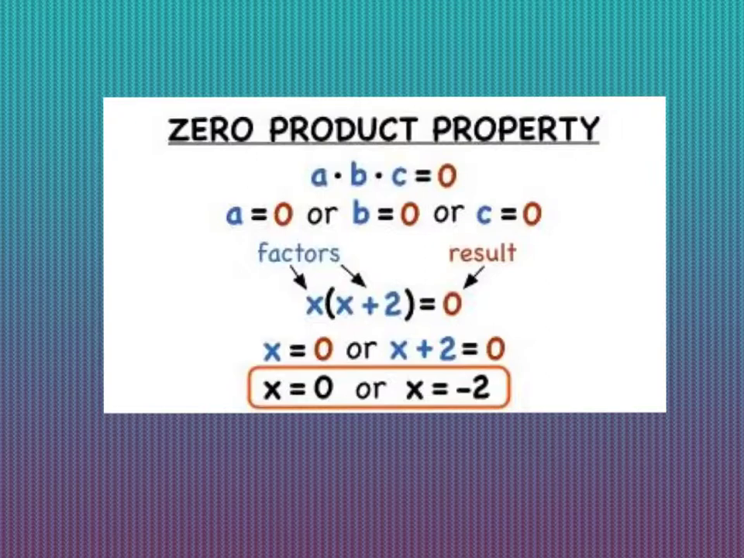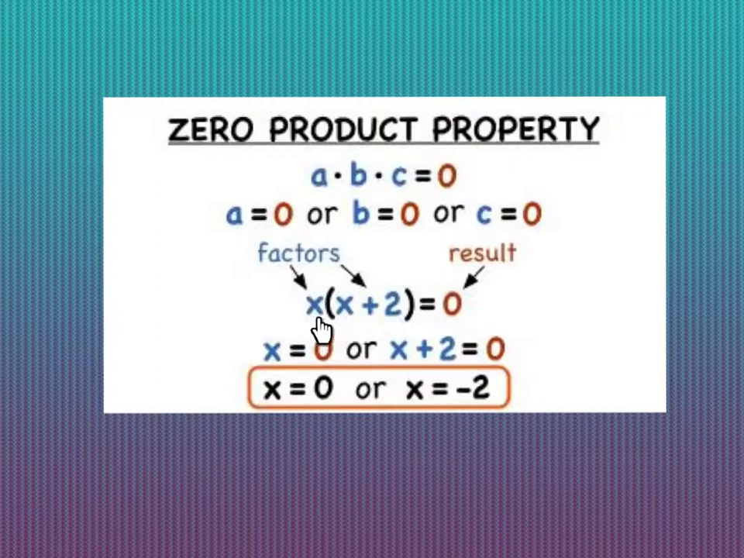Okay, here is the zero product property. If you have variables A, B, and C, they're all being multiplied to each other, and we know that if we multiply all three together, it's going to equal 0, then that must mean that A could equal 0, or B must equal 0, or C must equal 0. That's the only way for you to get a final answer as 0, is that one number must equal 0.